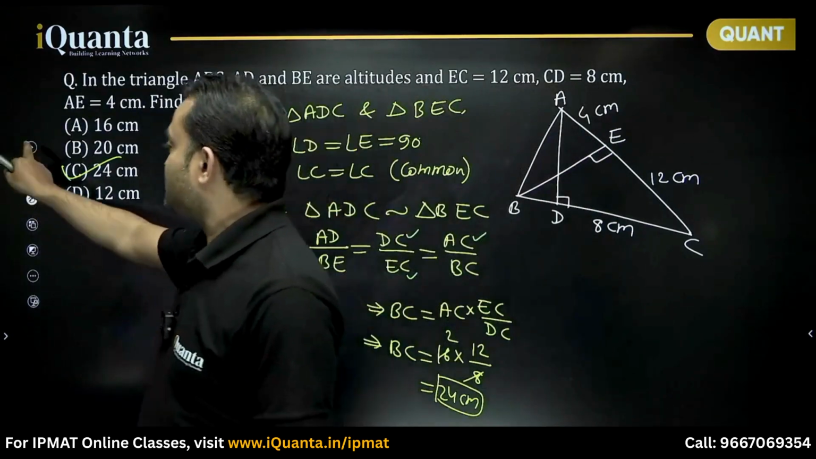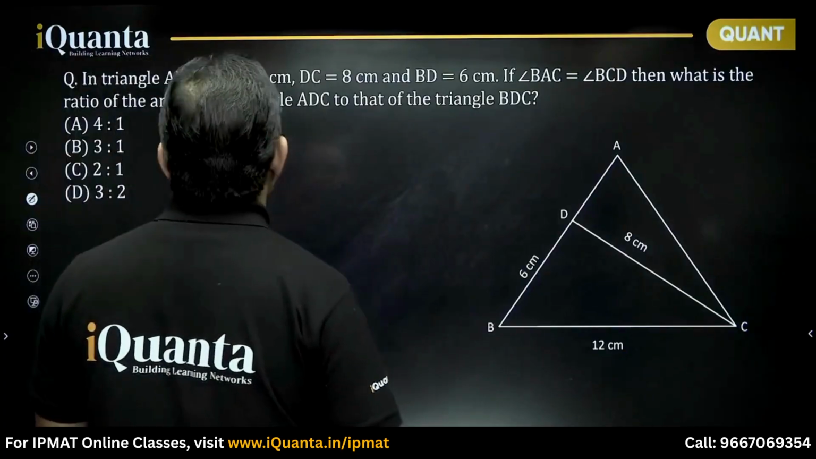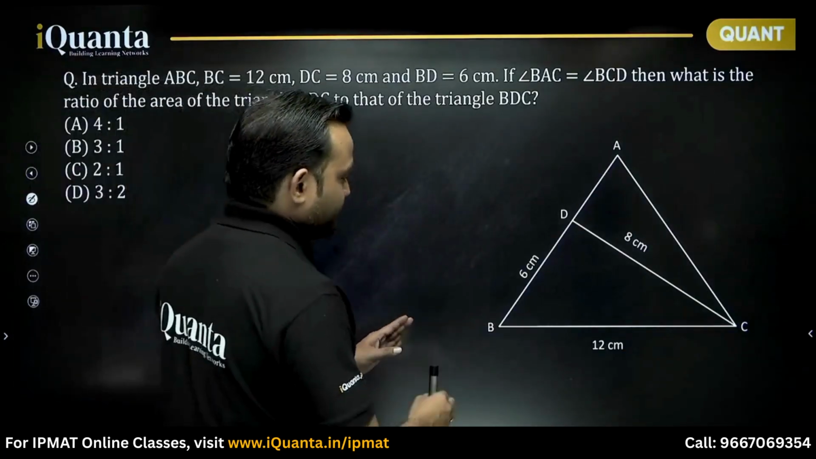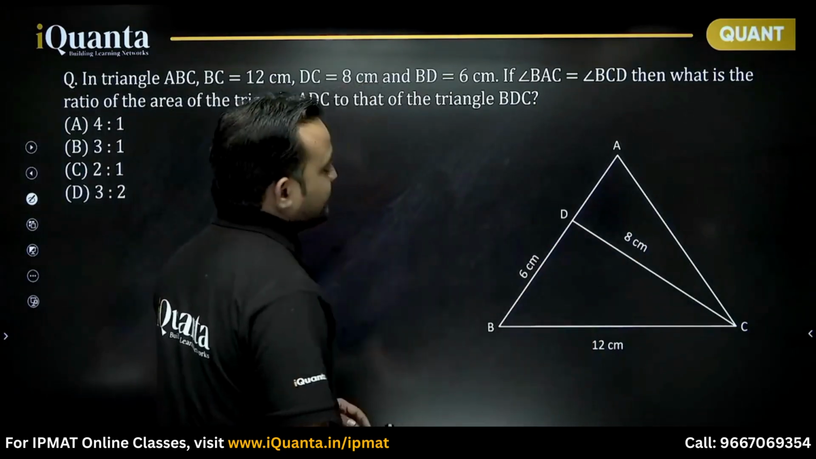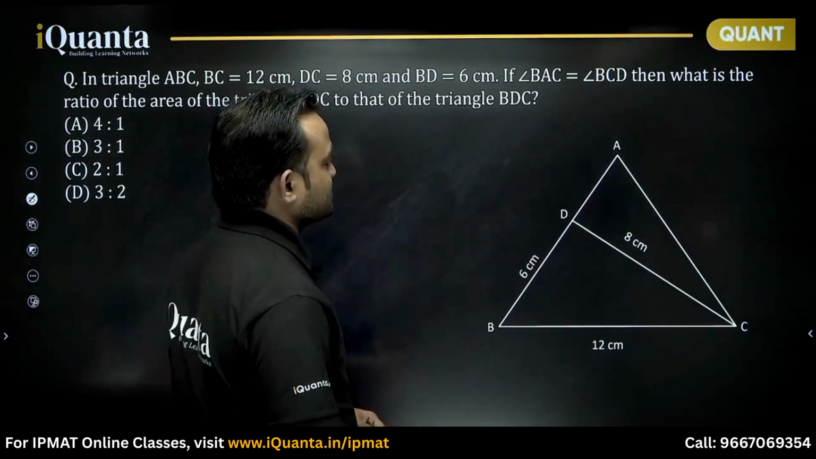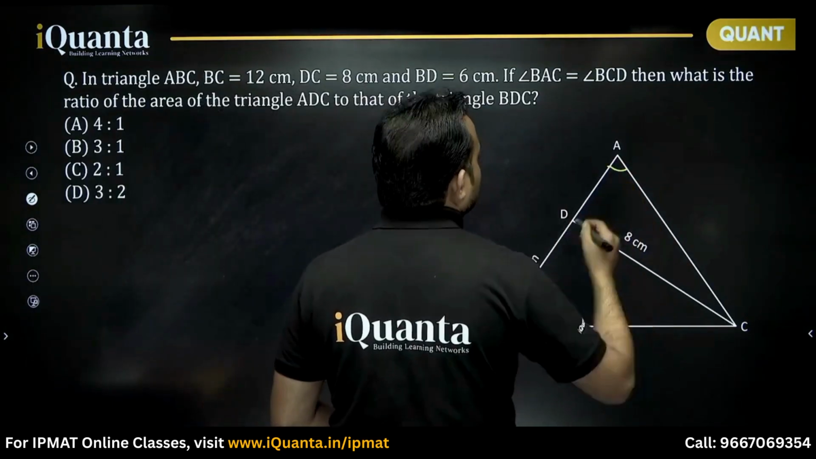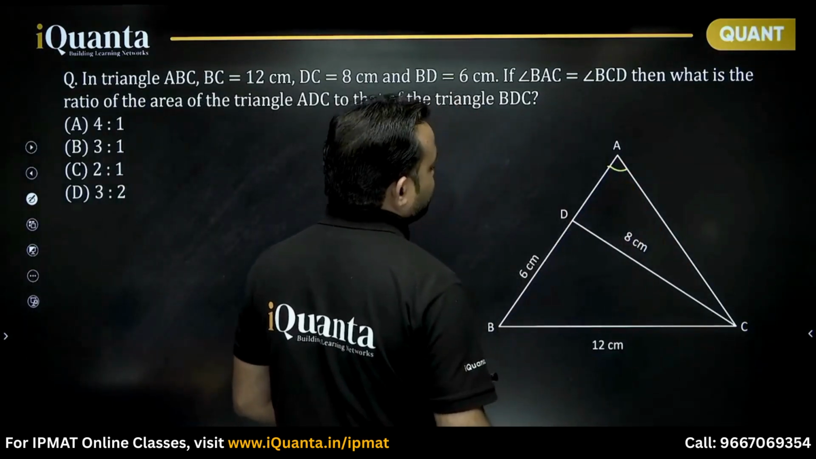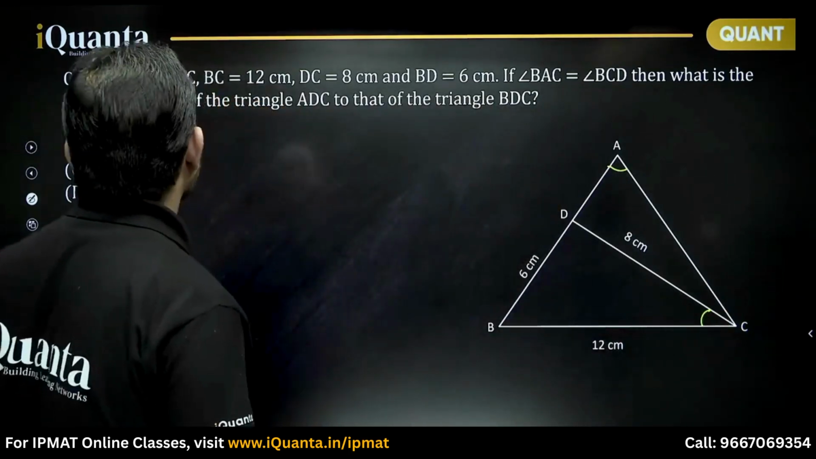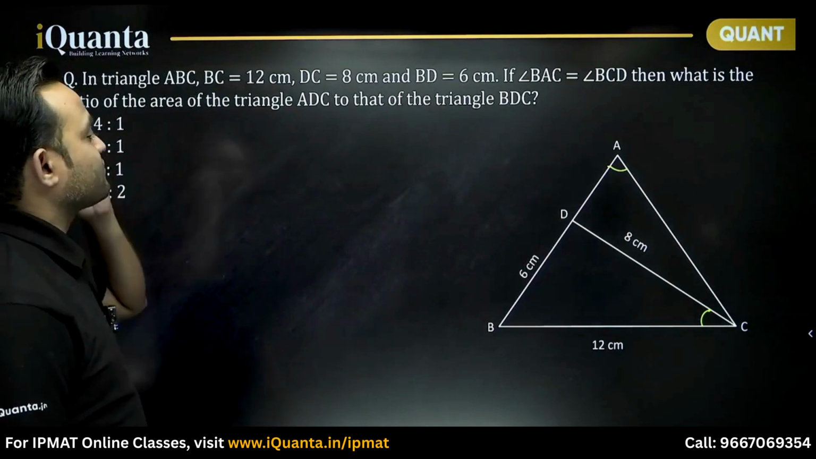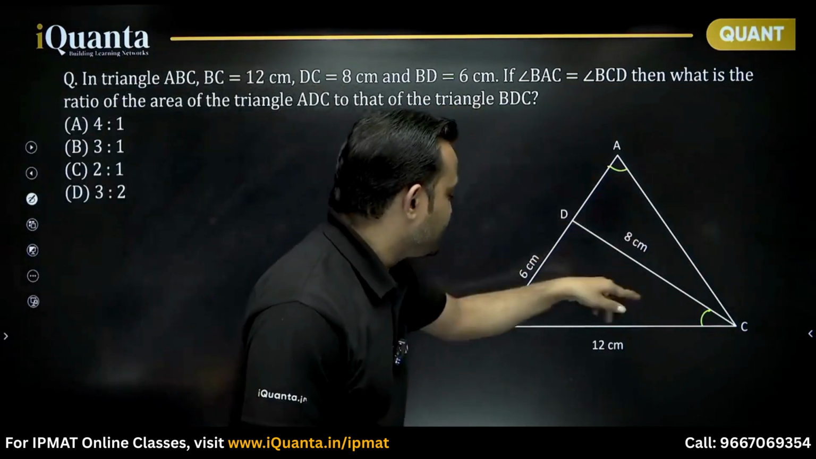Now, let's go to the next question, which says in triangle ABC, BC is 12. BC is given 12, DC is 8, and BD is equal to 6. If angle BAC, this angle, is equal to angle BCD, this angle, then what is the ratio of the area of the triangle ADC to that of triangle BDC?